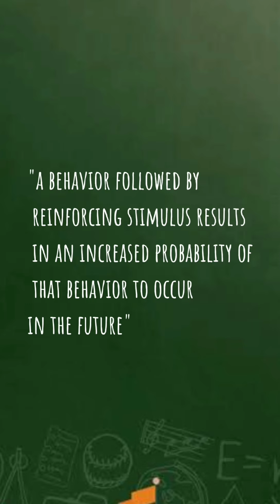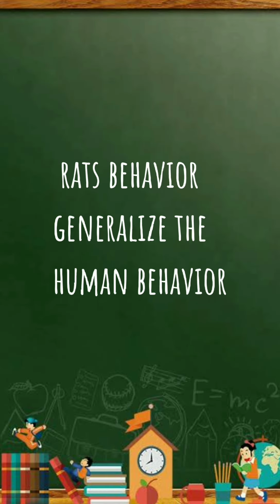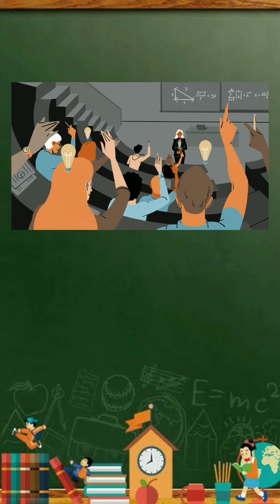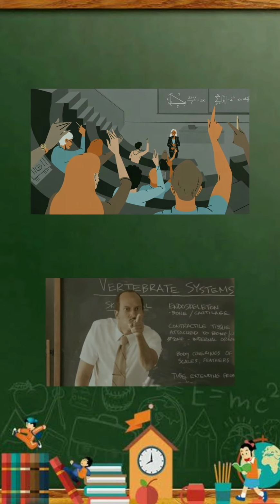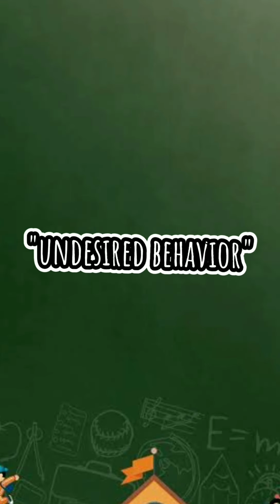This leads to the principle of operant conditioning, wherein a behavior followed by a reinforcing stimulus results in an increased probability of that behavior occurring in the future. In this experiment, Skinner found out that the rat's behavior generalized to human behavior. For example, if the teacher provides positive reinforcement or rewards whenever the students perform a desired behavior, they will learn to perform it on their own, and the same concept applies to negative reinforcement. In this way, teachers can decrease the probability of undesired behavior from occurring.